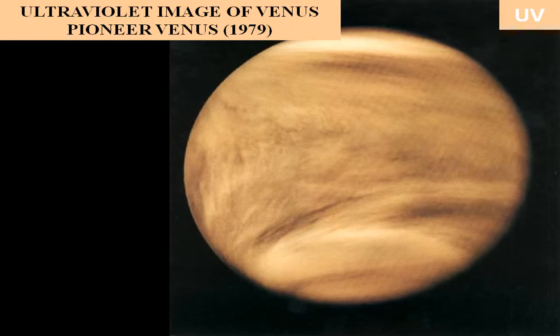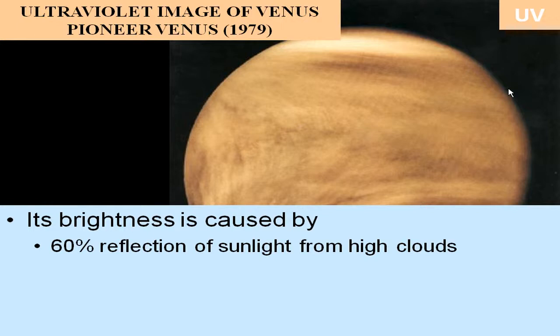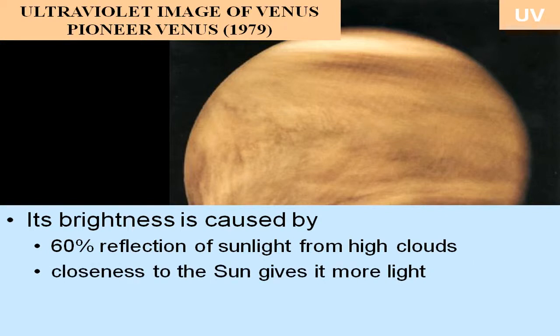Here's an ultraviolet image of Venus showing a lot of its cloud cover, taken by Pioneer in 1979. Venus's brightness to us is caused by its high albedo, because 60% of the light hitting its clouds is reflected, and we get a lot of that reflected light coming towards us. Its closeness to the sun means it gets more insolation than the outer planets. Hence, it has more light from the sun, and that would make it appear brighter to us.